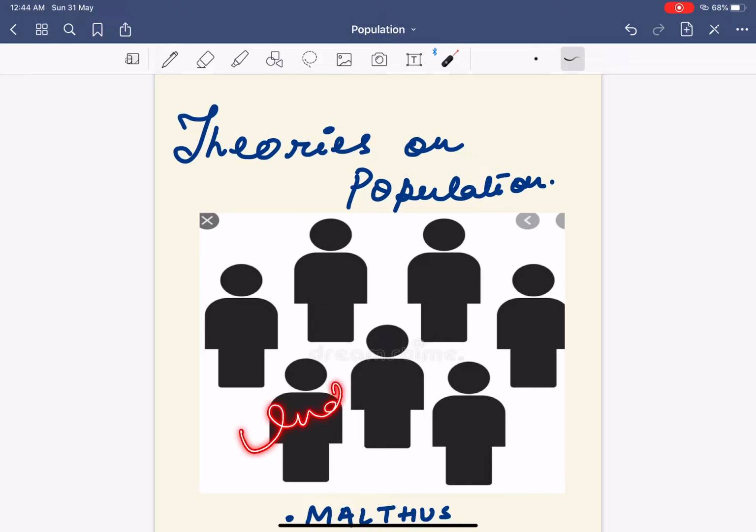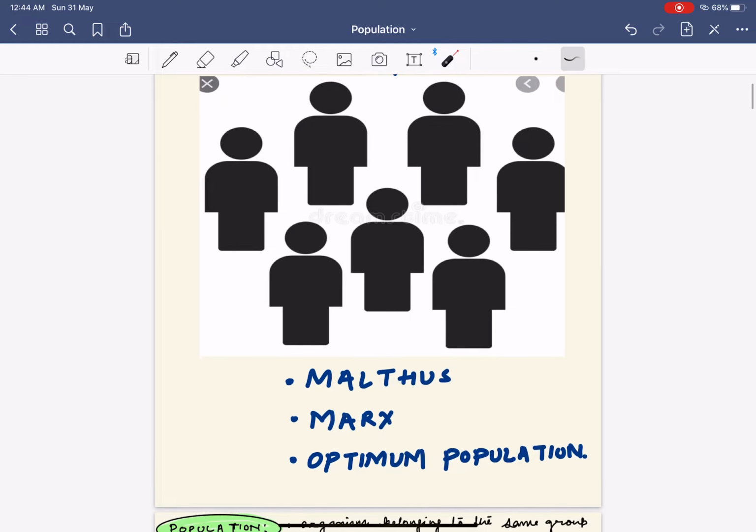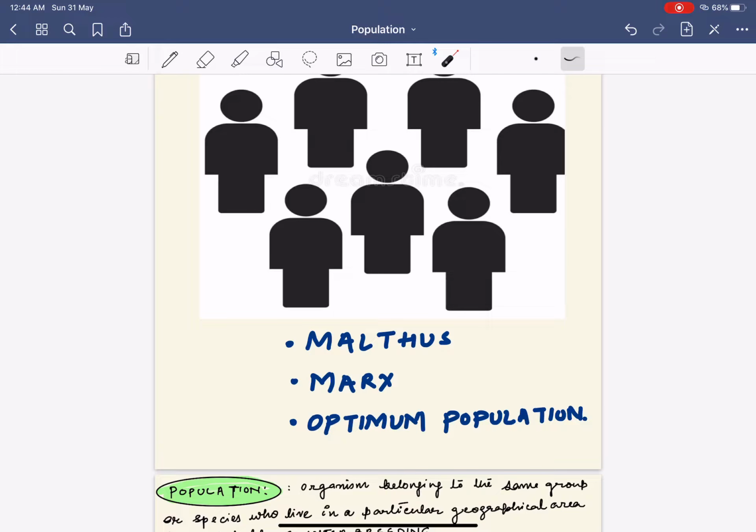Hello, and welcome to today's class on understanding geography with diagram. Today we'll be talking about the theories on population, and on this basis we'll talk about the theories that have been proposed by Malthus, Marx, and last but not the least, the optimum population theory.